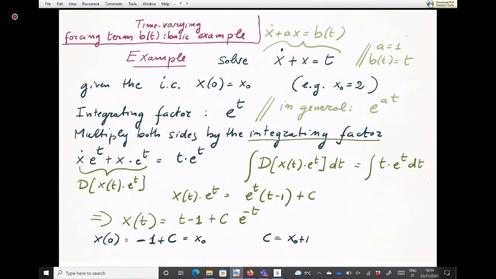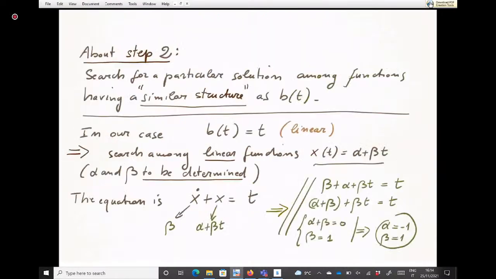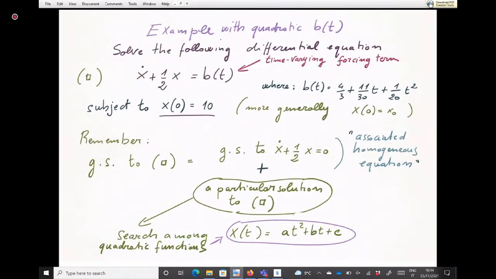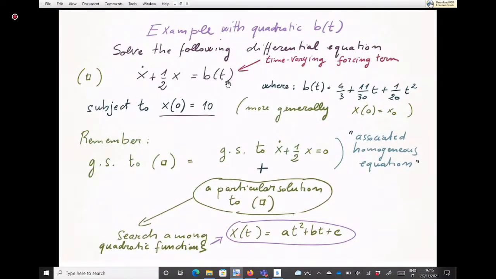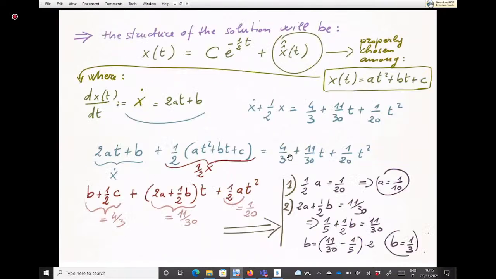Now, these were two cases with a linear function of time. Now I want to show you one case with an exponential function of time, which is even easier than this one. In the slides there is also an example where b(t) is quadratic. No quadratic b(t) in the exam, but I suggest to have a look at this because it is another exercise on the method of undetermined coefficients. So the principle is exactly the same.